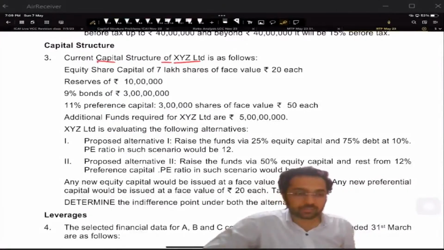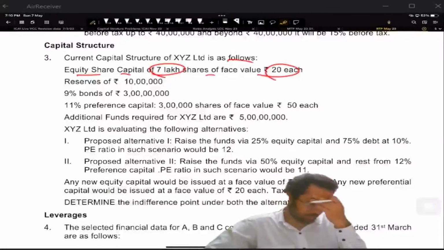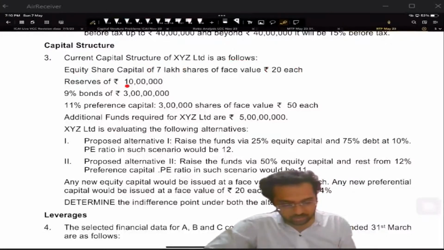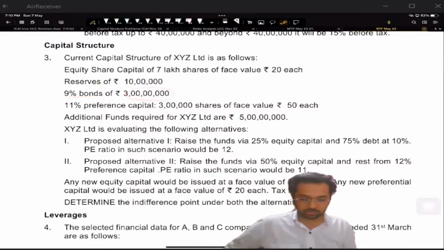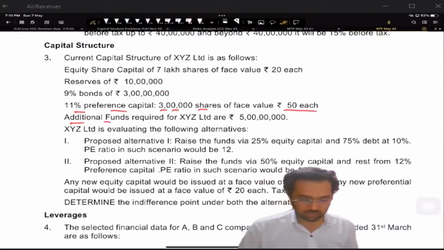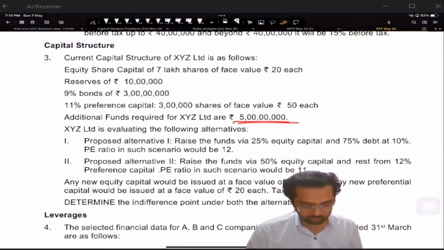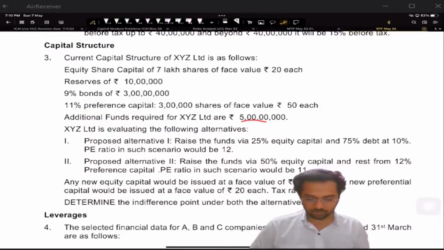Capital structure of XYZ is as follows. We have equity share capital, 7 lakh shares of face value rupees 20 each. Reserves of 10 lakh, 9% bonds of 3 crores, 11% preference capital, 3 lakh shares of face value rupees 50 each. Additional funds required for XYZ are 5 crores. So additional funds that are required is 5 crore.